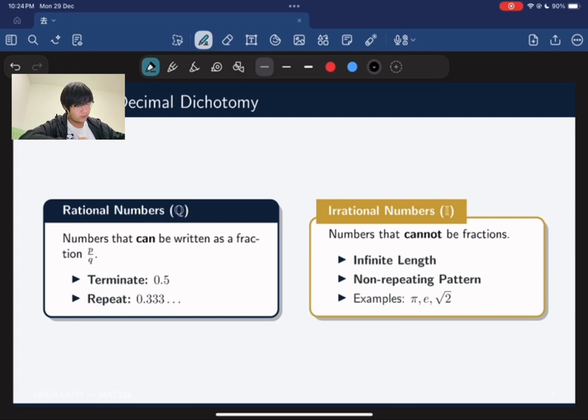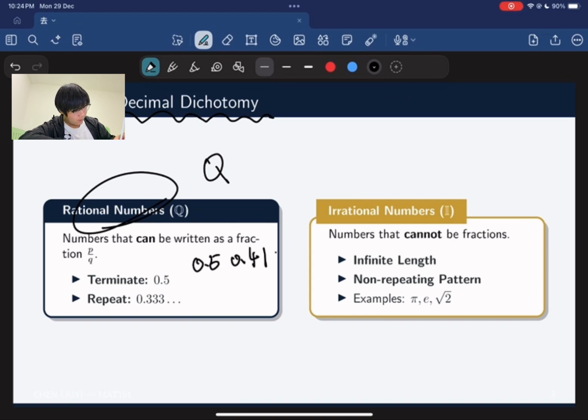Let's start with the definition. We face a decimal dichotomy. On one side, we have rational numbers, Q. Rational numbers are numbers that can be written as a fraction, like p over q. We have terminating form, like 0.5, 0.4, 1, and we have repeating form, like 0.33333, always 3.